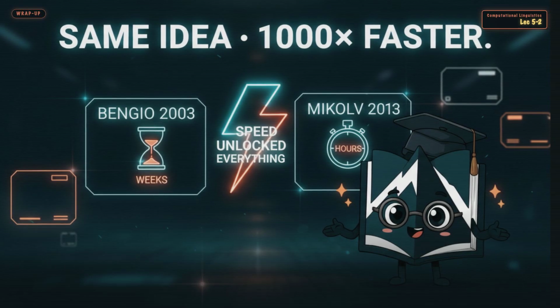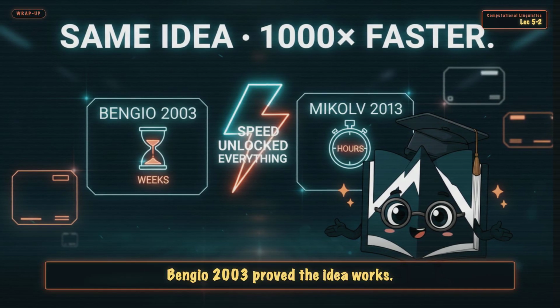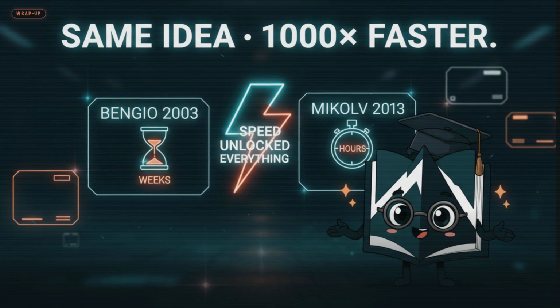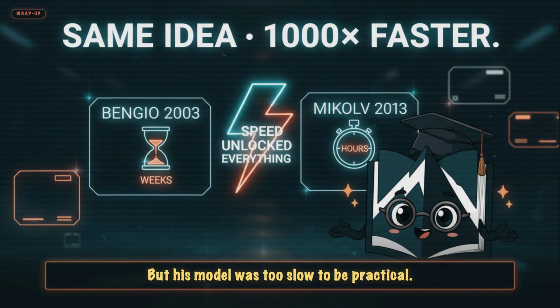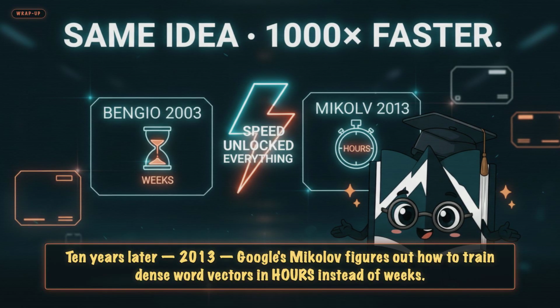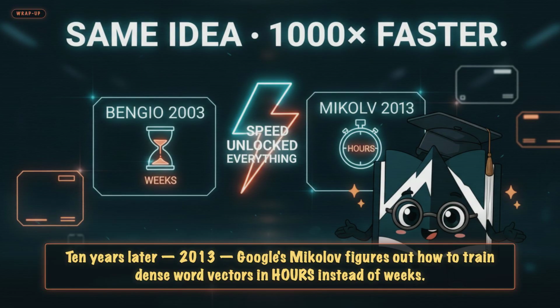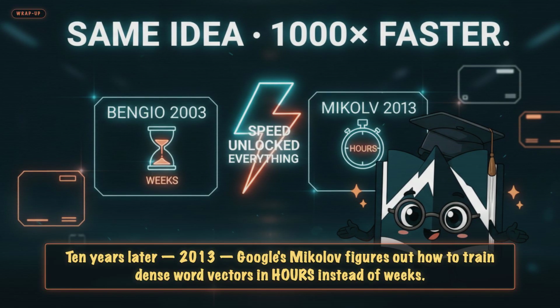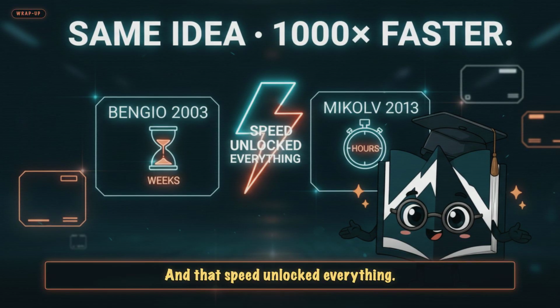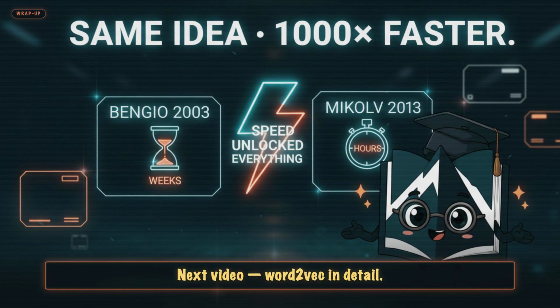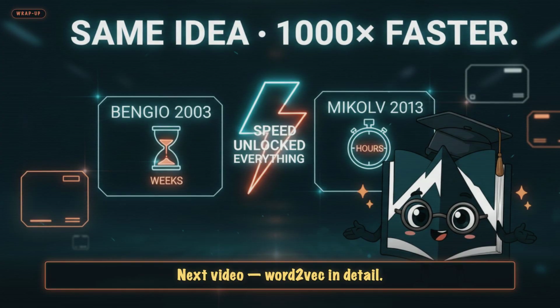Back to the puzzle. Bengio 2003 proved the idea works, but his model was too slow to be practical. Ten years later, 2013, Google's Mikolov figures out how to train dense word vectors in hours instead of weeks. And that speed unlocked everything. Next video, Word2Vec in detail.